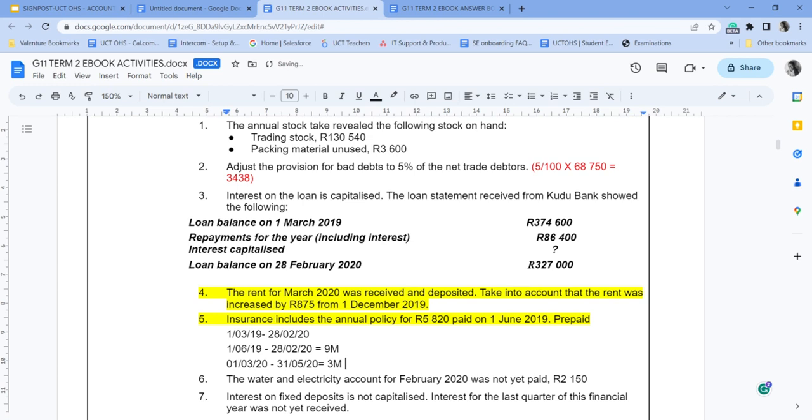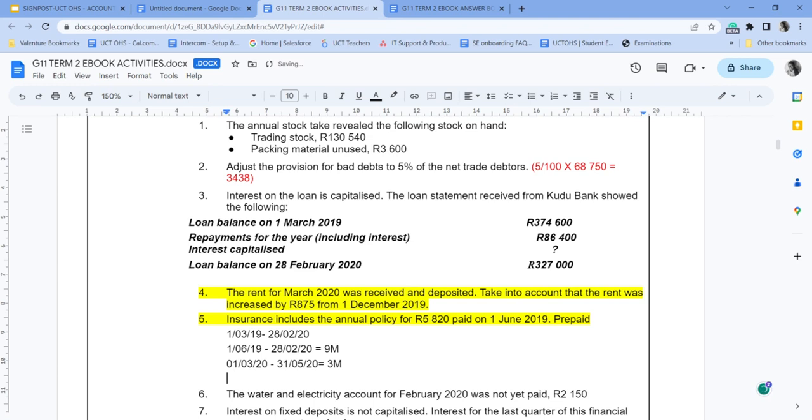So now you just say that entire premium of 5,820, times 3 months, because we want to figure out how much those 3 months are that have nothing to do with this year, divided by 12. You get it? By dividing it by 12, you are able to figure out how much the extra 3 months is.